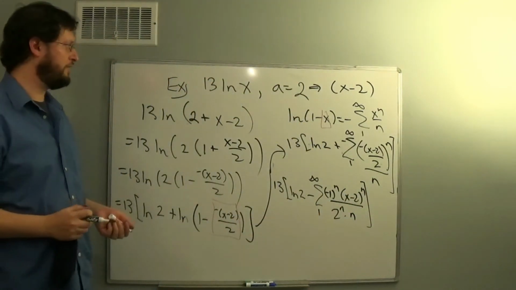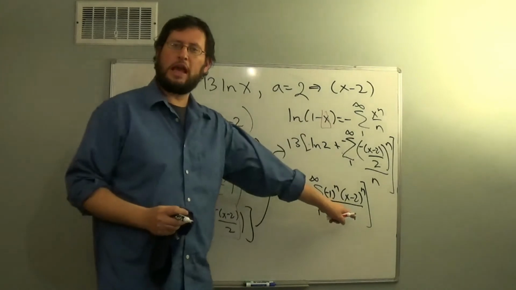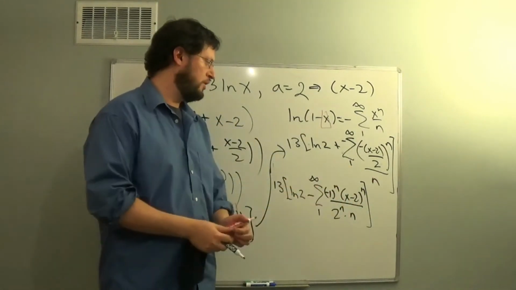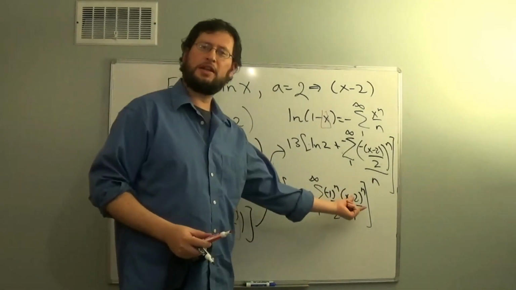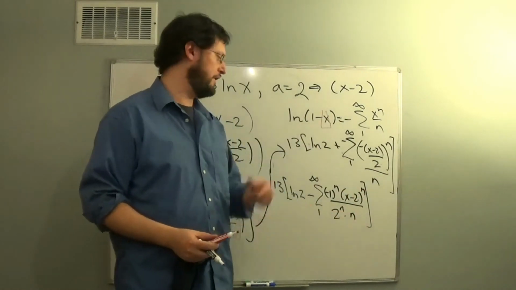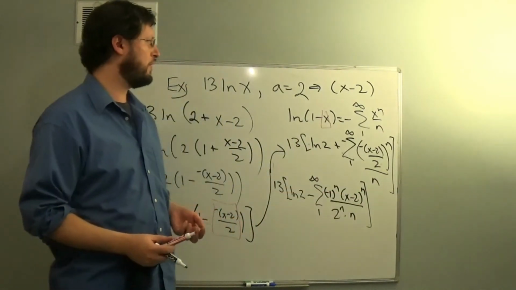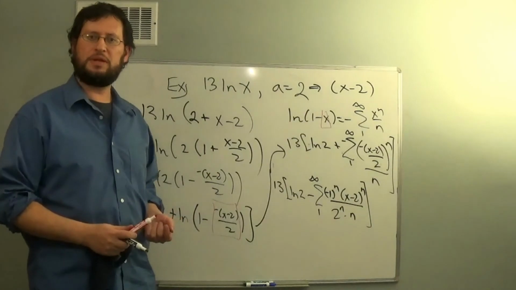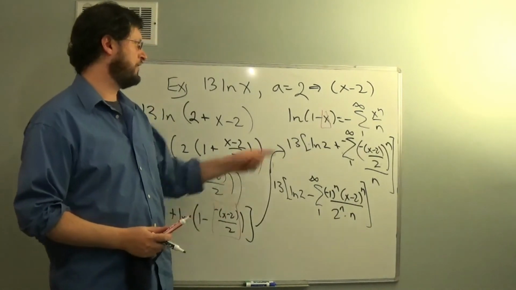And that's good enough. If you expand this all out, you will find a polynomial whose terms have x minus 2, then x minus 2 squared, then x minus 2 cubed, and so on, which is exactly what it means to be a polynomial centered at a equal to 2.